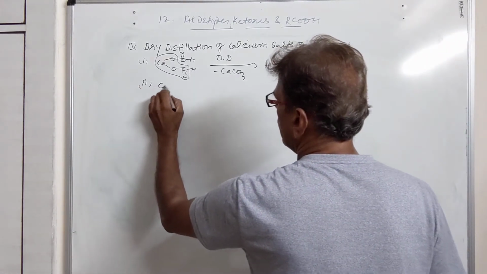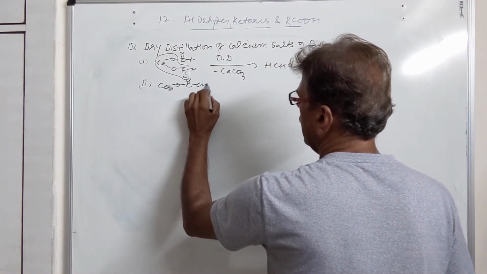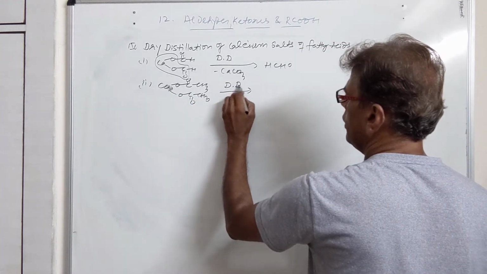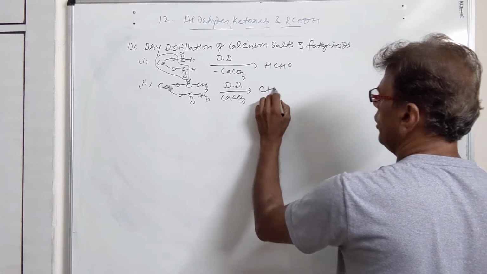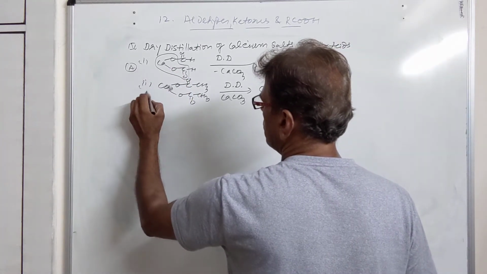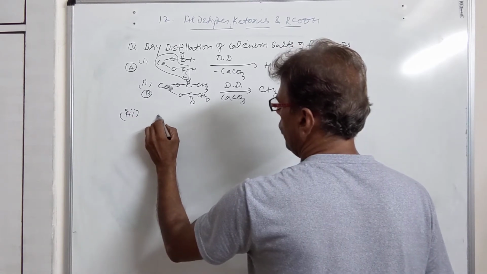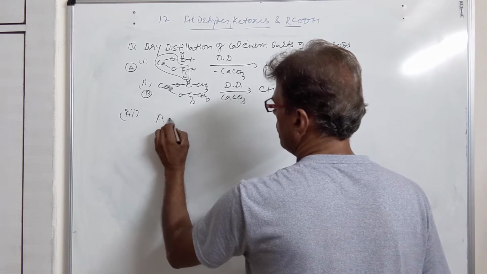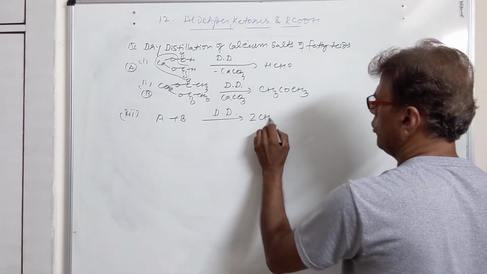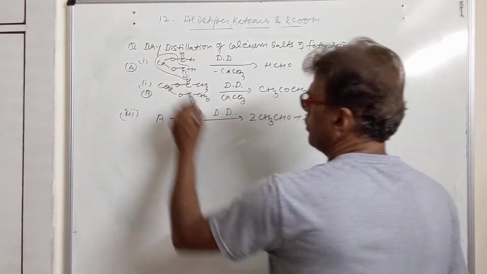Second reaction, when you have calcium acetate, it is subjected to dry distillation, CaCO3 is eliminated, and we get acetone. If both A and B are taken together, A is calcium formate and B is calcium acetate, subjected to dry distillation, we get 2 molecules of acetaldehyde plus 2 CaCO3. So this is our fourth method.